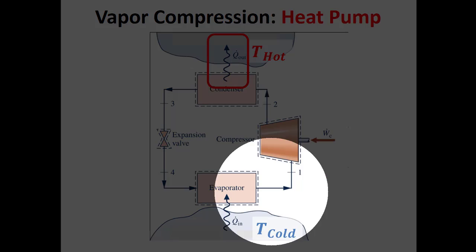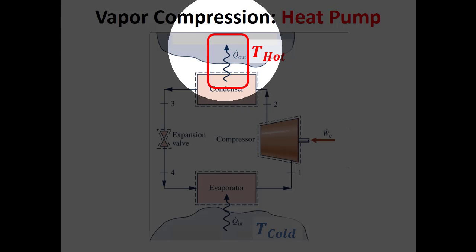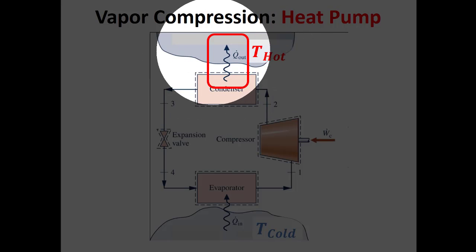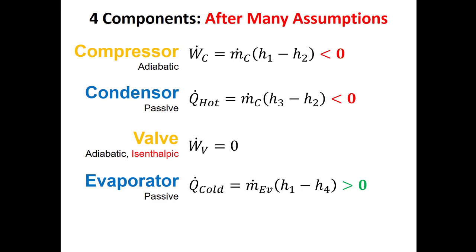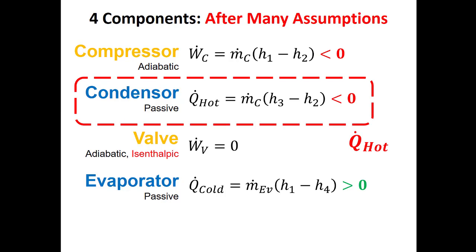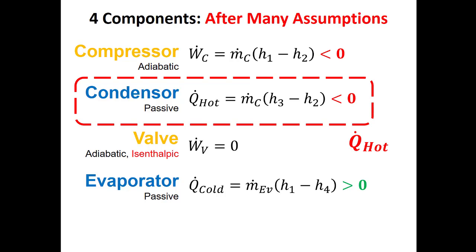So where we want to concern ourselves, the energy benefit, is this heat that's rejected from the condenser into the hot reservoir, right? So if you're using a heat pump to heat up your house in the wintertime, then this is the heat transfer that's the energy benefit, right? So it's going to be the exact same analysis on the compressor, the condenser, the valve, and the evaporator. You'll get the exact same answers, but now your energy benefit is the heat transfer on the hot side, which is our condenser.